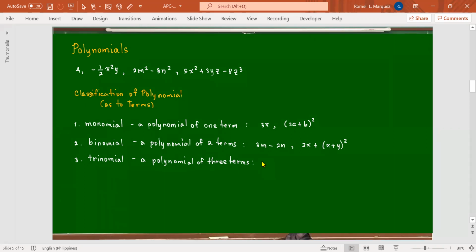Trinomial: x squared plus xy minus y squared. Okay? 2a minus 4a plus b plus xy. These are trinomials. If a polynomial has more than 3 terms, we just call them polynomial. Yung iba sabi multinomial, pero hindi na ginagamit masyado ang word na multinomial. Okay, guys?